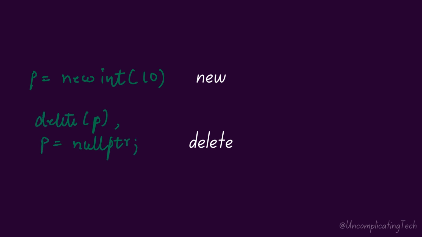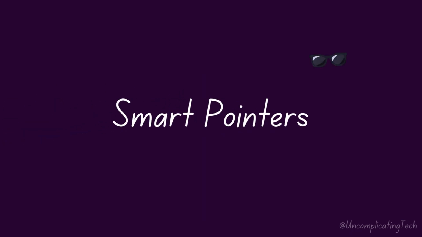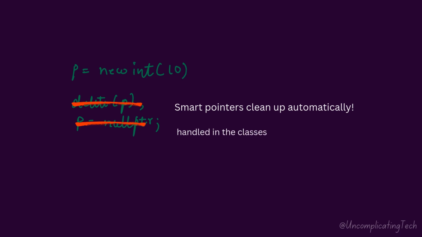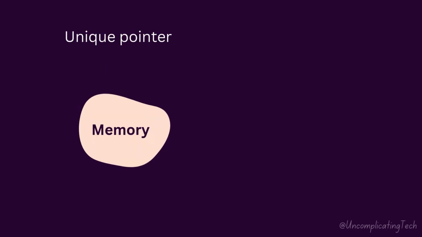In the last video, we discussed how memory is manually managed in C++ using new and delete. But manually allocating and freeing heap memory can be tricky and error prone. That's where smart pointers come in. Smart pointers solve this by encapsulating raw pointers in C++ classes that automatically free memory when they go out of scope. Internally, smart pointers still use new and delete, but you don't have to worry about it anymore.